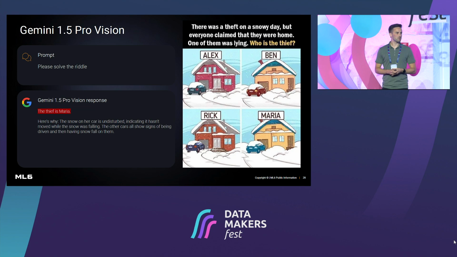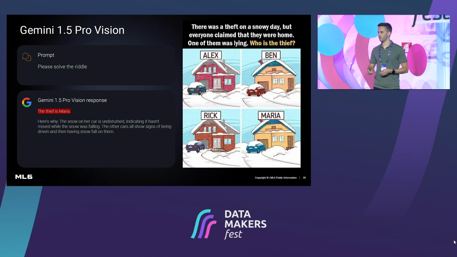Gemini thought, okay, yeah, let's go for Maria. Again, wrong. Gives an explanation: the snow on her car is undisturbed. Not true at all. Just comes up with some nonsense explanation for this wrong answer. But fear not, 1 more model. Let's pick the final person that is not the thief. Accuse that one, and again, come up with some nonsense explanation as to why this person was the thief.